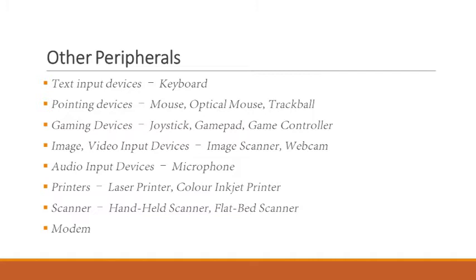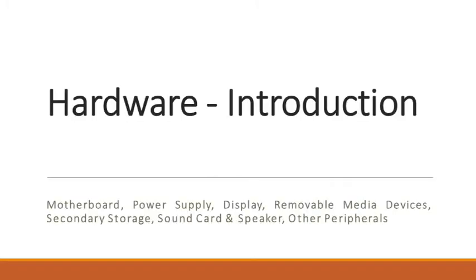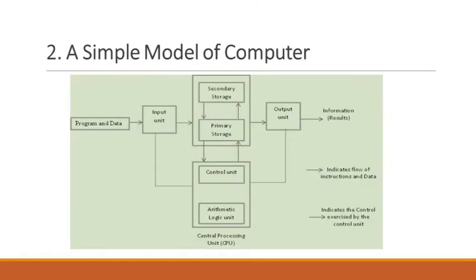That's regarding the modem, and there are different types of modems available, basically DSL modems and cable modems, and also now we have FTTH modems. These are the different types of modems that are available today. So that's regarding the other peripherals. With that we completed the first part, the introduction to hardware. Then we have the basic model of a computer, or the block diagram of a computer.